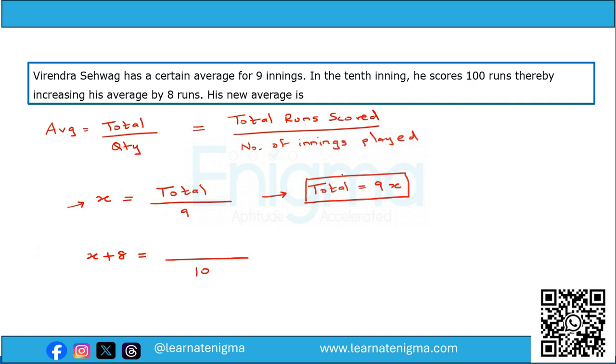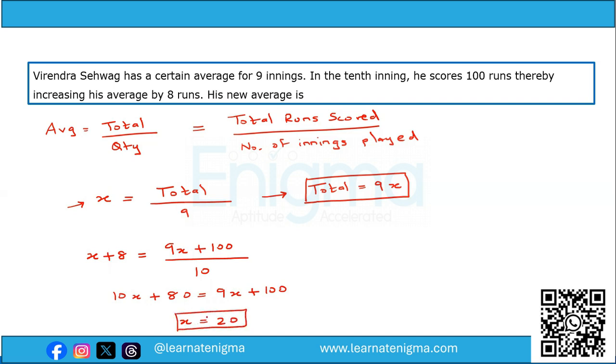Now, initially the total runs scored by Sehwag was 9x. In the 10th inning, he has scored 100 runs. So the equation becomes like this: x plus 8 is equal to (9x plus 100) upon 10. If you cross multiply, it becomes 10x plus 80 is equal to 9x plus 100. From this, we can get x is equal to 20.